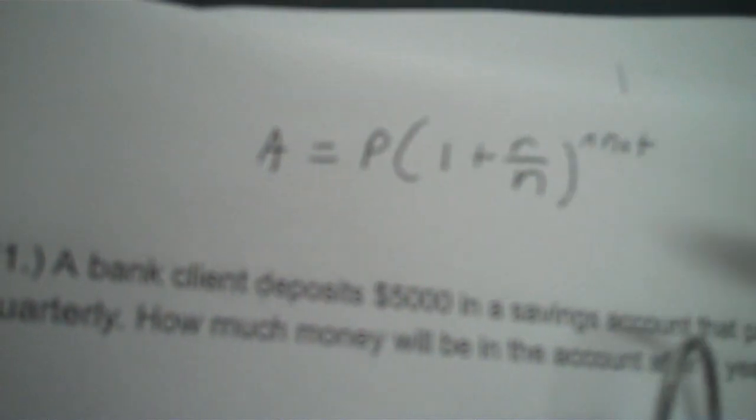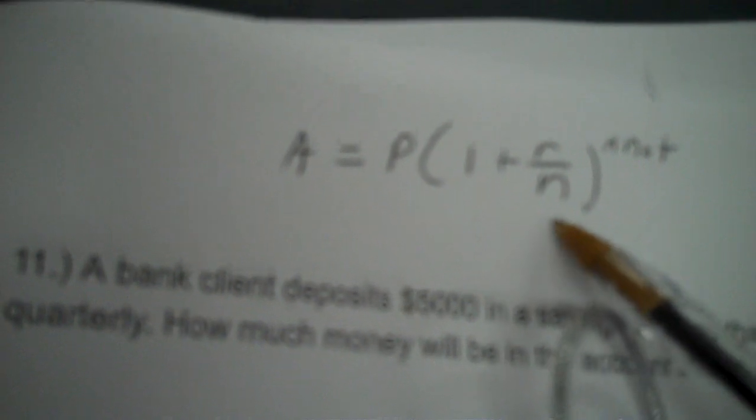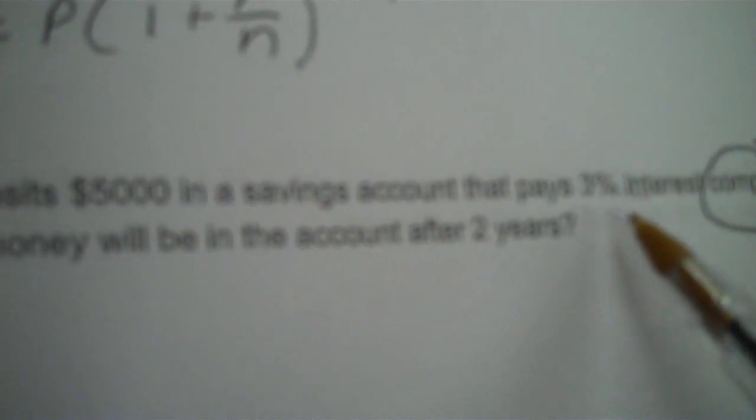Okay, and it's story problem time. We got 2. Now this, no boxes, no tables on this, okay? The formula's right there. A bank client deposits $5,000 in a savings account that pays 3% interest compounded quarterly. Quarterly is 4 times a year. That means N equals 4. How much money will be in the account after 2 years?